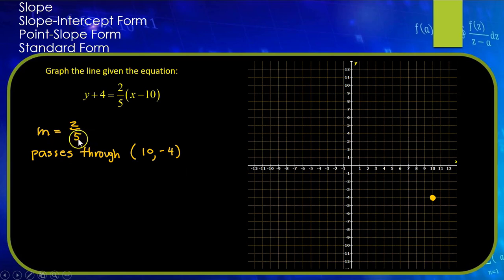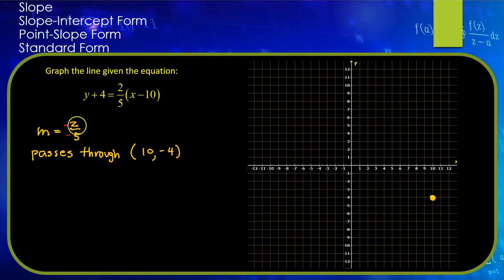If I try to go up 2 and right 5, I can see here I could go up 2, but I kind of run out of space for my right 5. Sometimes that'll happen with certain graphs. So I also have to keep in mind that if I were to put negatives in front of this, it's worth the same thing because the negative divided by a negative is still a positive.